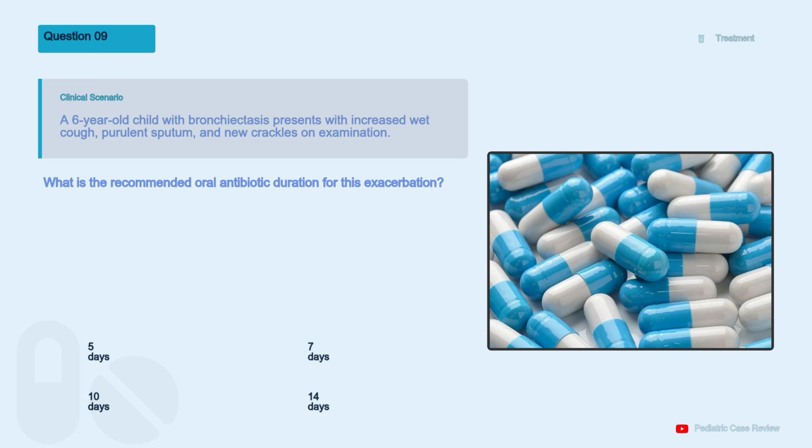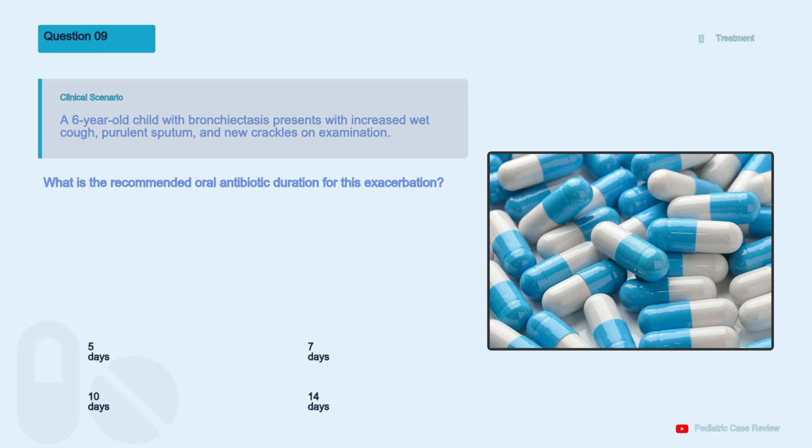Question 9. A 6-year-old child with established bronchiectasis presents with increased wet cough, purulent sputum production, and new crackles on chest examination consistent with acute exacerbation. What is the recommended oral antibiotic duration for treating this exacerbation? Option A, 5 days. Option B, 7 days. Option C, 10 days. Option D, 14 days.